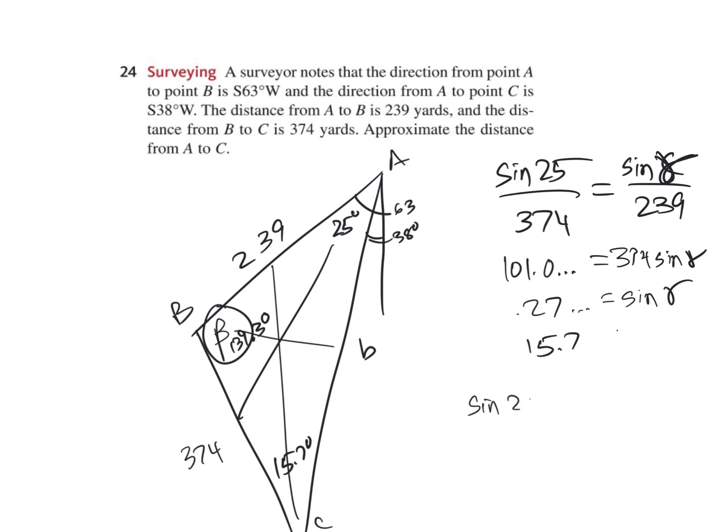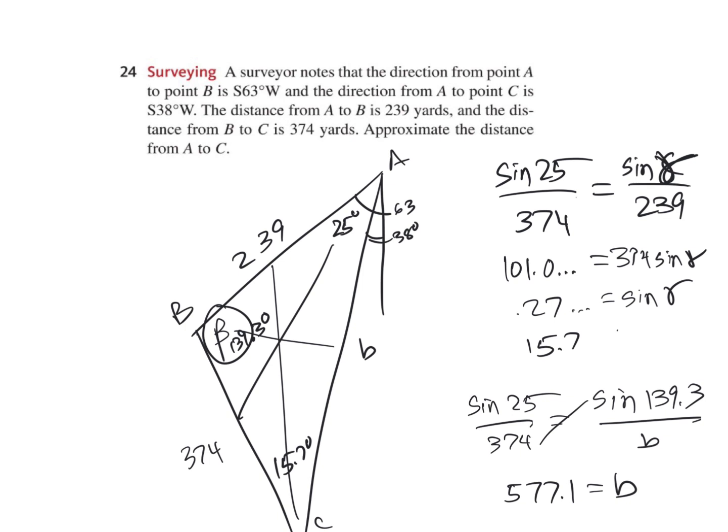Sine of 25 is to 374, as the sine of 139.3 is to b. So 374 times the sine of 139.3, and then we'll divide by the sine of 25. And that gives us 577.1 for the distance from A to C.